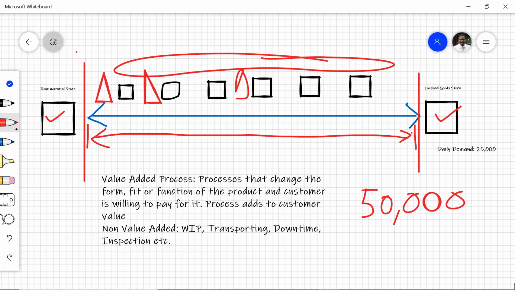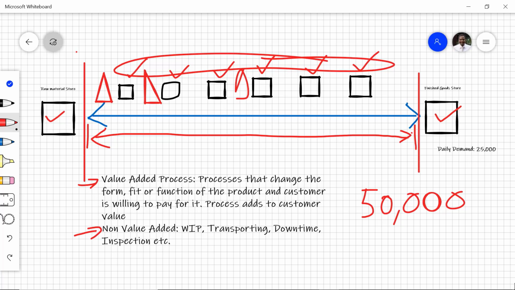One is value added processes. The other is non-value added processes. Now each one of these boxes represents a process in your operations. Let's say in a stamping factory, it could mean cutting, bending, shaping, and so on, including processes like transportation, inspection, WIP holding, and so on.